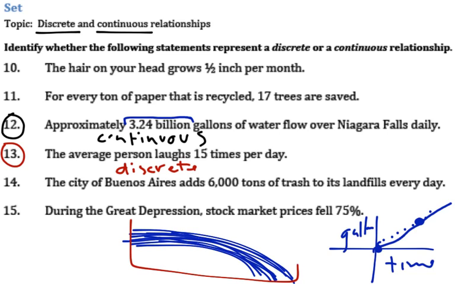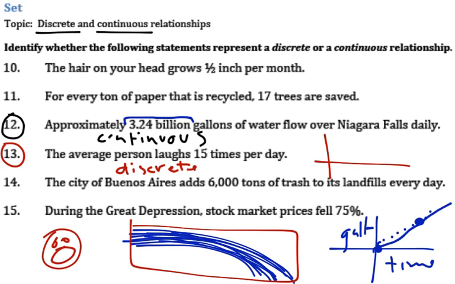It's not like this water. You either laugh or you don't laugh. So I can laugh once, I can laugh twice, I can laugh 3 times. There's not a way to connect the dots in between. If we graphed it, those dots wouldn't be able to be connected. That's what discrete means. There's not a way that we can connect them.